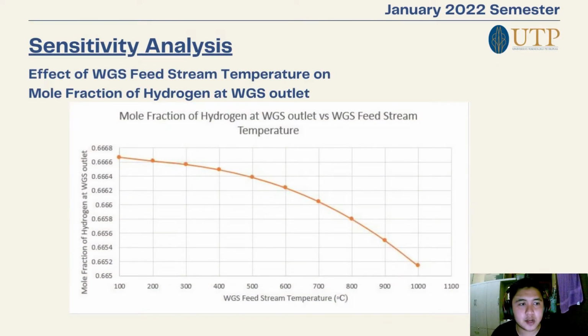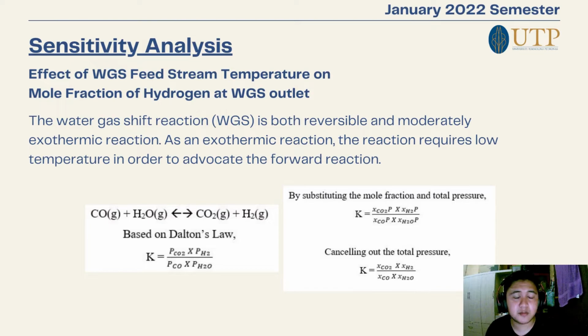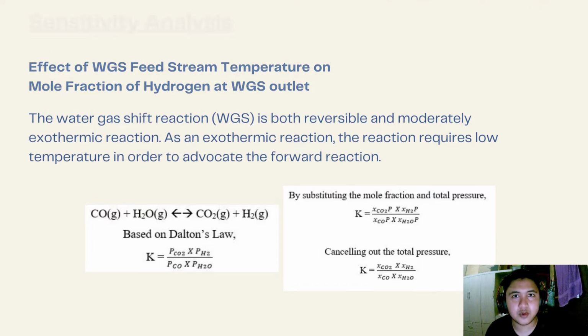Next, for the effect of WGS feed stream temperature on the mole fraction of hydrogen at WGS outlet stream, the graph will be shown here. When the WGS feed stream temperature increases, the mole fraction of hydrogen at WGS outlet decreases. Since the water gas shift reaction, or WGS, is both reversible and moderately exothermic, the reaction requires a low temperature in order to favor the forward reaction. So here we can relate it based on the equilibrium constant formula and Dalton's law. So here is the derivation of the formula.